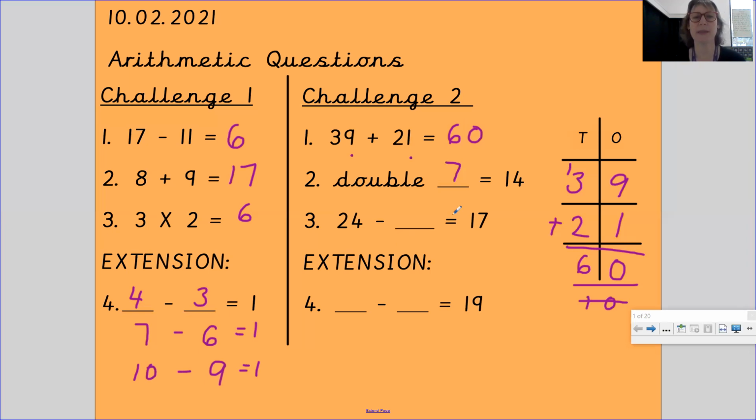24 take away something equals 17. So I'm not doing the opposite because I'm starting with a takeaway. So I've got to do a takeaway. So I can either do 24 take away 17, or I like counting on better. So I'm going to start from 17 and I'm going to stop when I get to 24. So 17, 18, 19, 20, 21, 22, 23, 24. So the answer is 7 again.